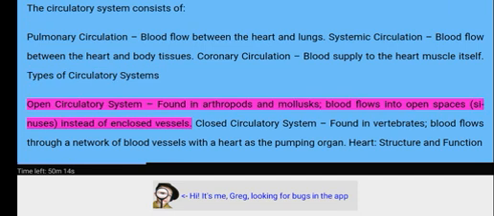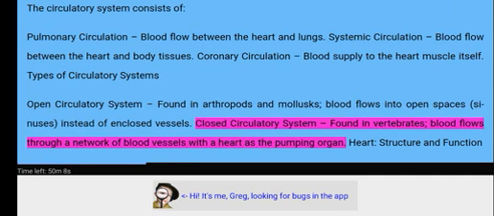Open circulatory system, found in arthropods and mollusks. Blood flows into open spaces, sinuses, instead of enclosed vessels. Closed circulatory system, found in vertebrates. Blood flows through a network of blood vessels with the heart as a pumping organ.